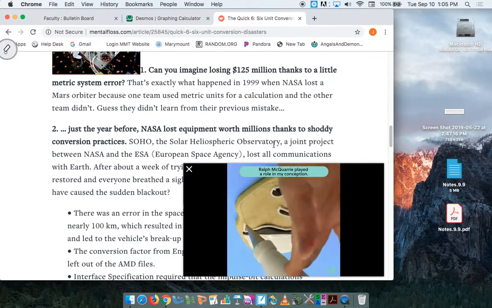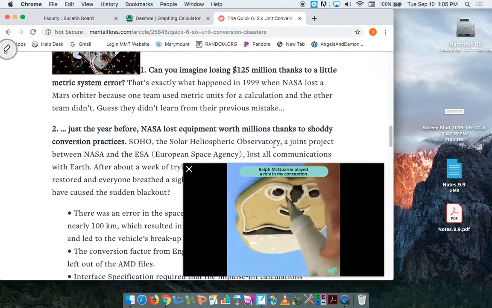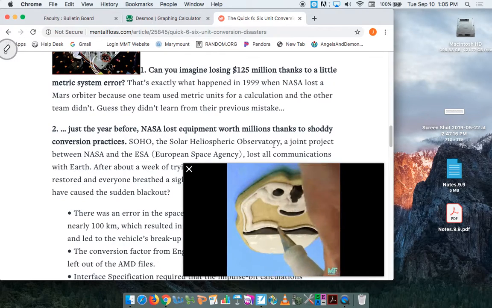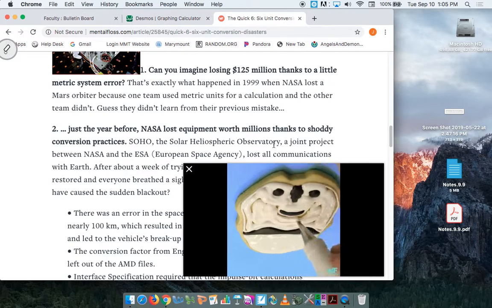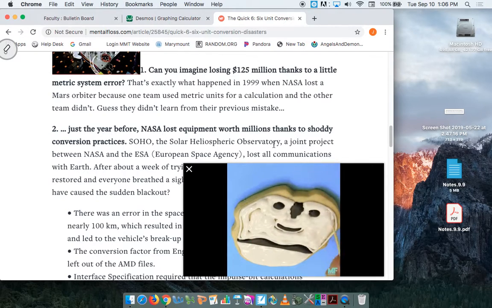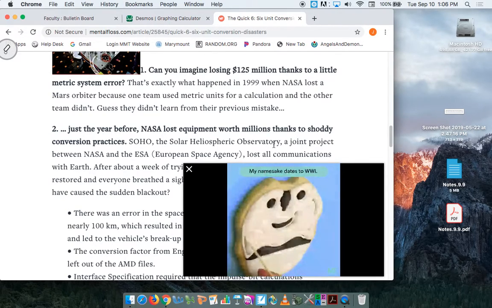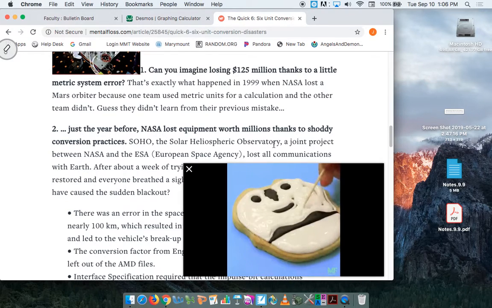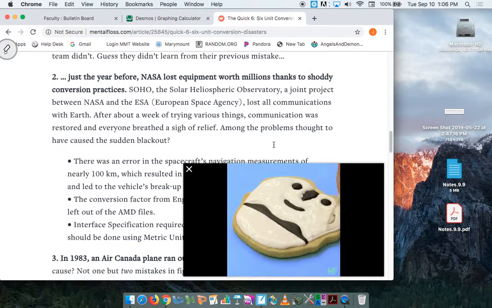But I'm telling you, that was just what we're doing today. It was somebody didn't convert from kilometers to miles or something, miles to kilometers. The calculation was right, but it had not been converted. 125 million of our taxpayer dollars gone. Thank goodness there wasn't a person on it. It was just going to orbit Mars.